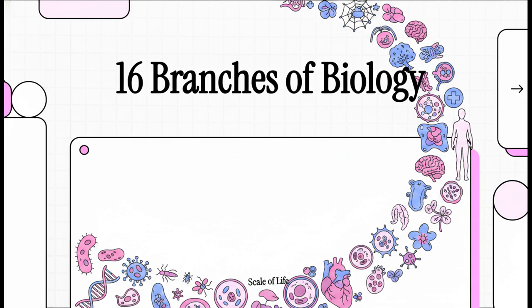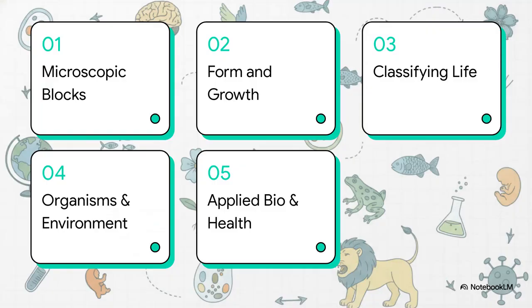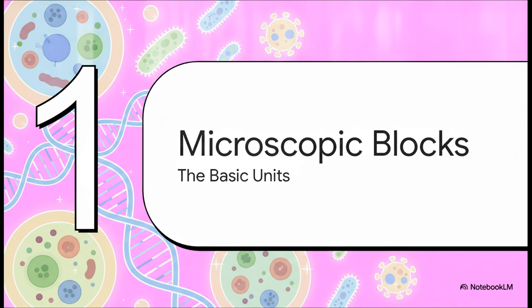Okay, so here's our roadmap. Just to make these 16 branches way easier to digest, we've grouped them into 5 logical themes: microscopic blocks, form and growth, classifying life, organisms and environment, and finally, applied bio and health. Let's get right into it. Part 1. The microscopic building blocks.